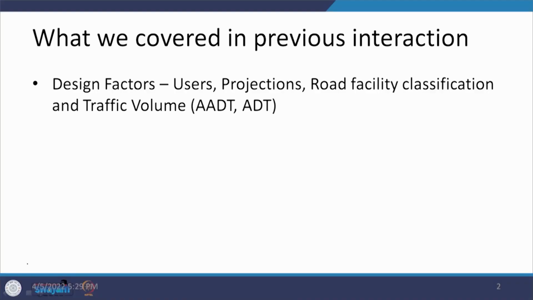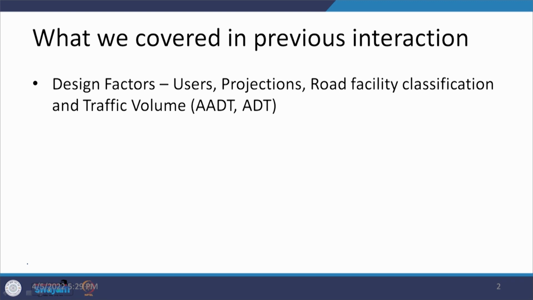Dear students, I welcome you back to the course of geometric design. We are again going to start our introduction on the various factors which affect the geometric design. Let us look at what we have discussed in the previous introduction. We talked about the design factors related to users. We looked at the projections of the various stakeholders like population, vehicle population, the land uses, activities, etc.